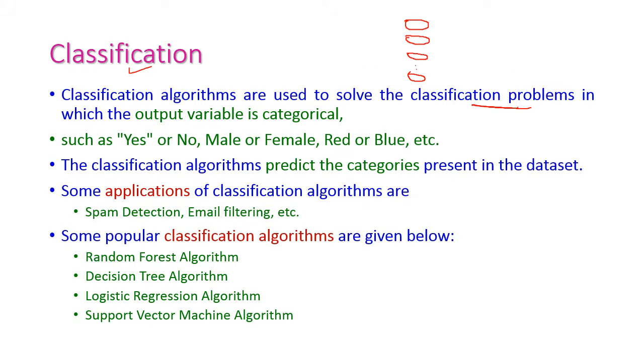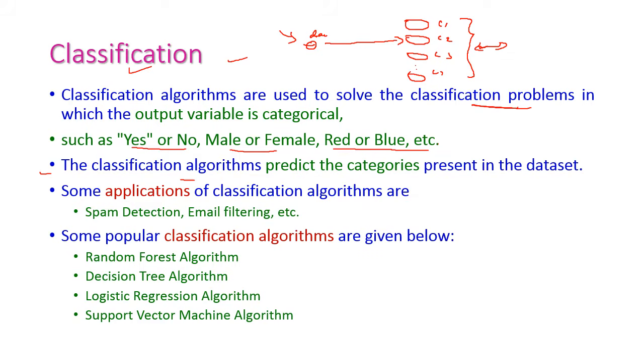Okay, C1, C2, C3, C4, and the given data should fall into any one of the classes. We need to classify the given data into one of the classes, and that is called classification. The classes may be yes or no, male or female, red, blue or green, etc. That is, only a defined, finite set of classes is there. There is no linearity here.